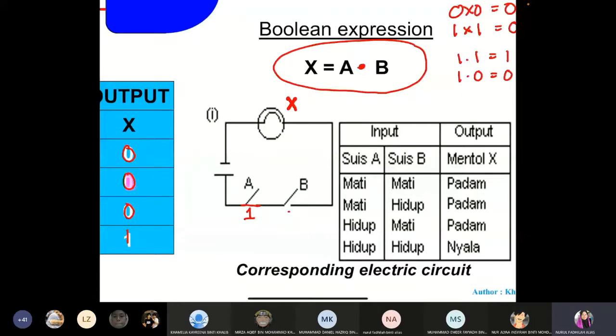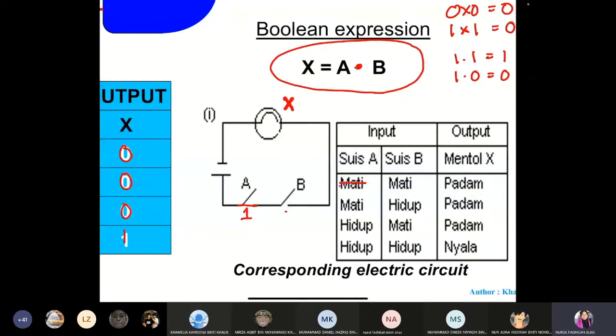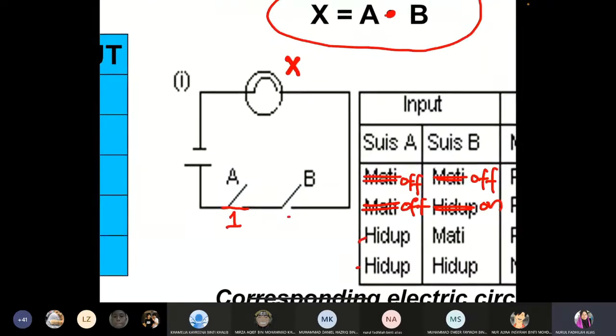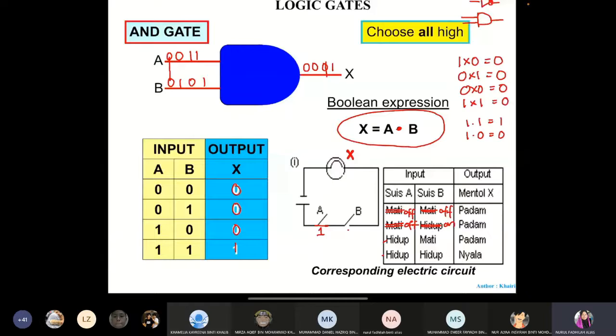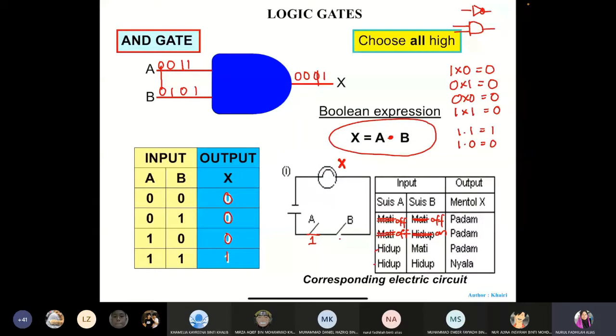So here it's the same. If switch A is off and switch B is also off, obviously the bulb will not light up. And if one is off but this one is on, it will not light up as well, and so on. So do you understand the circuit? Nothing bombastic or strange, right? It's just that the new thing to you is the symbol of the AND gate. So now you know the AND gate, this is just the symbol. But what's inside it is a circuit like this.